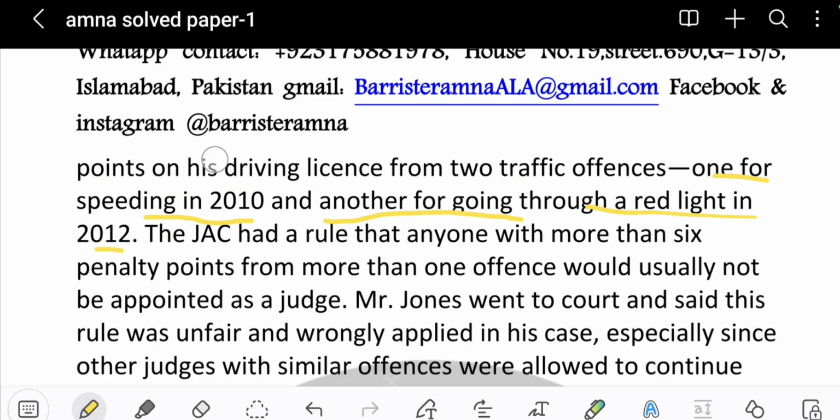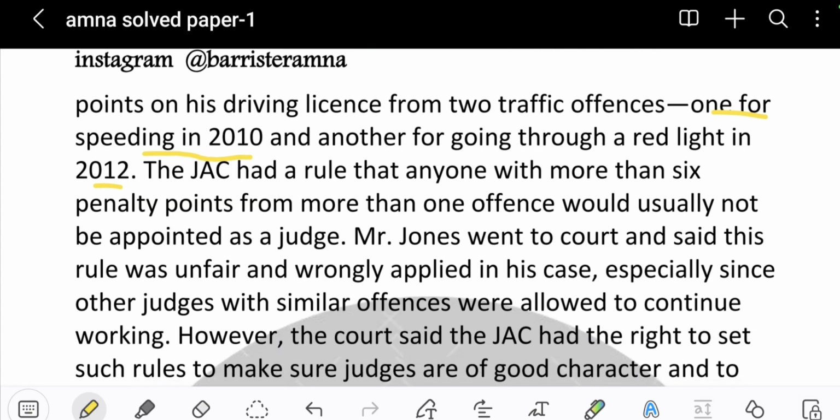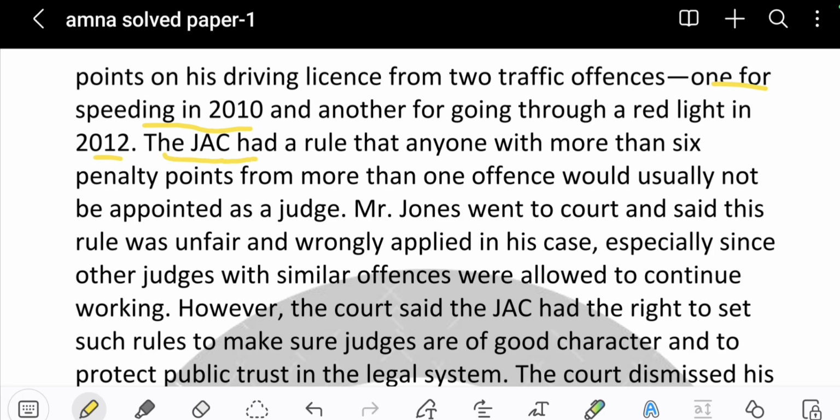So basically, due to these reasons, this judge did not get the appointment because in his past he had committed 2 penalties or 2 wrongful acts. That's the reason he did not get the position of a judge appointment for it. The JAC had a rule that anyone with more than 6 penalty points from more than one offense would usually not be appointed as a judge.